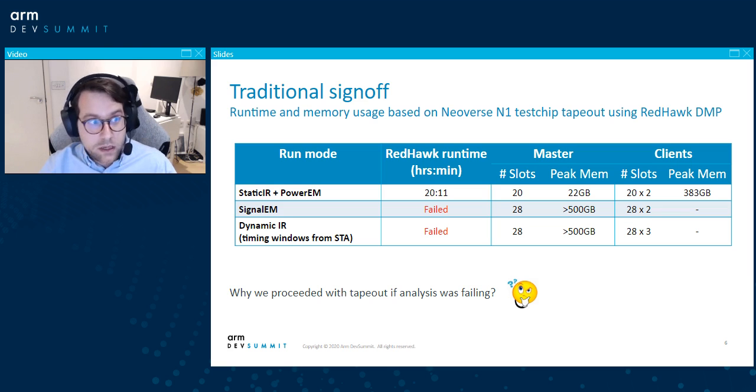A valid question at this point would be why we proceeded with tapeout if the signal EM and the dynamic IR analysis were failing. The answer is that all the hierarchical blocks of the design had run standalone power integrity and power analysis, and the top level ran as well with the hierarchical blocks as black boxes. That type of approach and analysis gave us a good boost in our level of confidence that the final post-fabricated product would have no power issues.